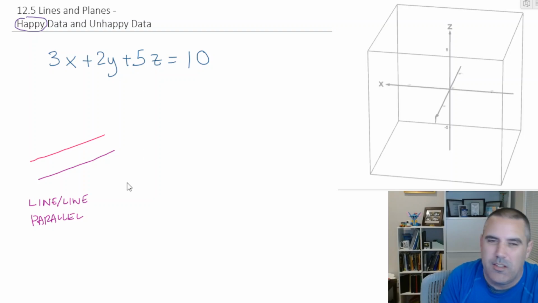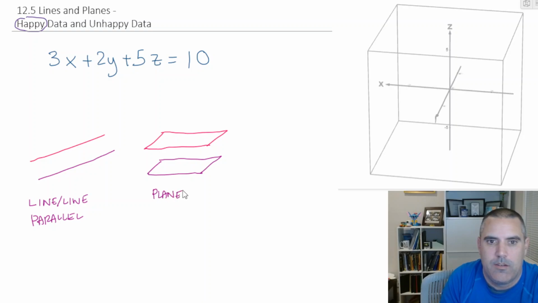So if a problem says, assume you have a line that's parallel to this other line, then we're very happy. I'll talk about that in a second. Assume you have a plane that's parallel to another plane, then we're also very happy. So that would be plane, plane, parallel. Then we have one other situation that we like a lot, which is when we have a plane and a line, but not parallel, perpendicular.